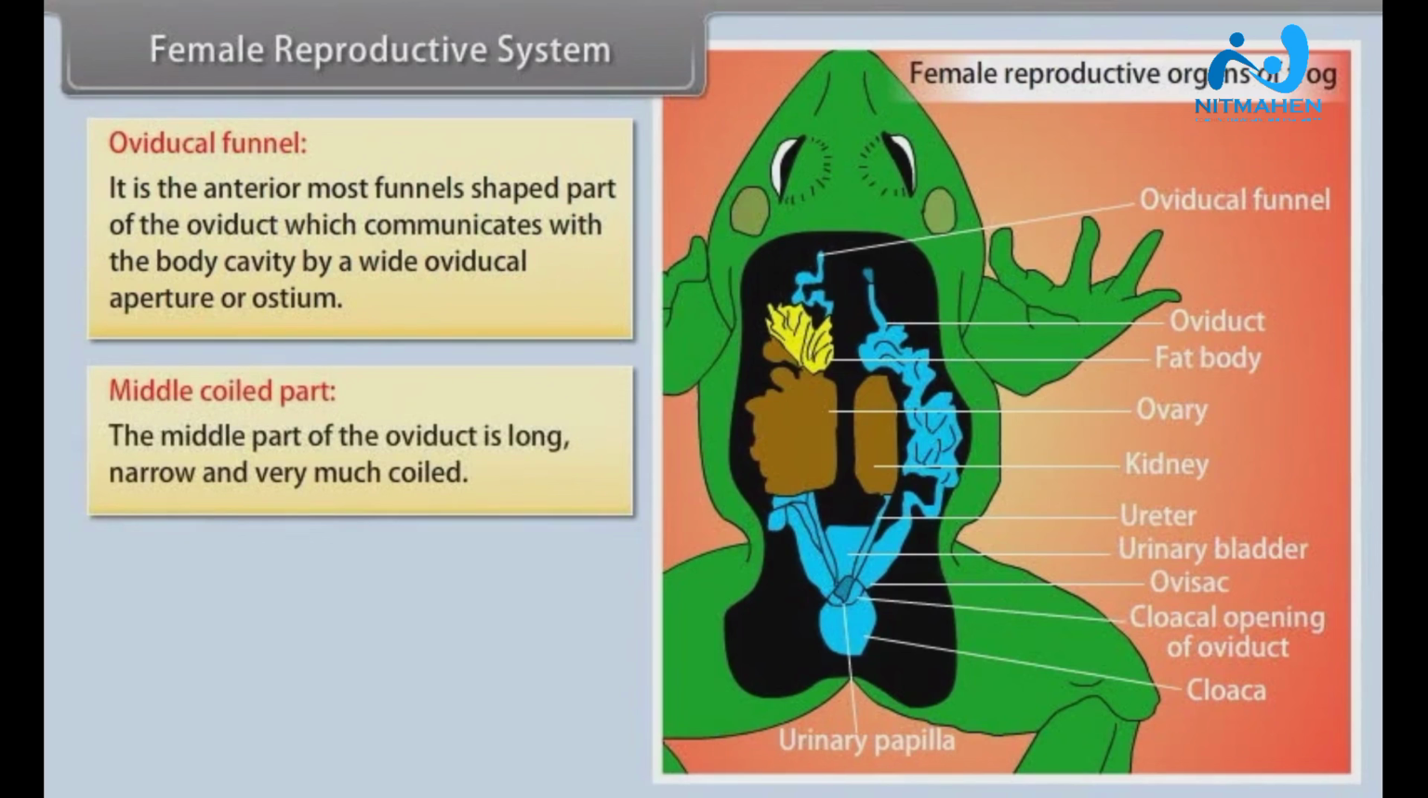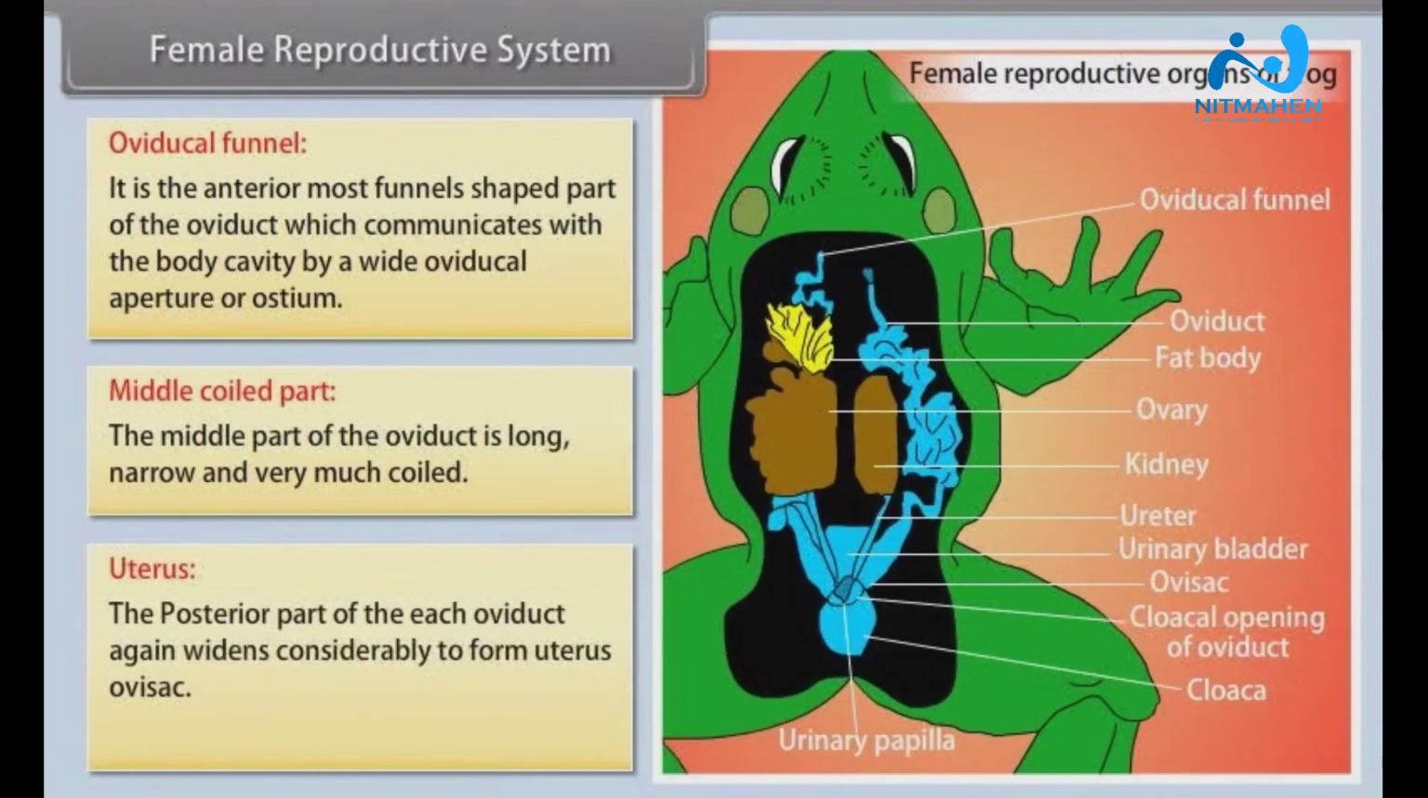The middle part of the oviduct is long, narrow, and very much coiled. Uterus. The posterior part of each oviduct again widens considerably to form the uterus or ovisac. The fertilization in frog is external.